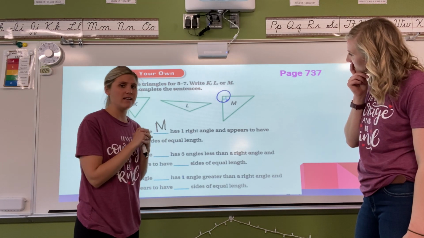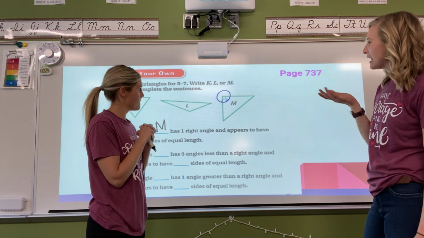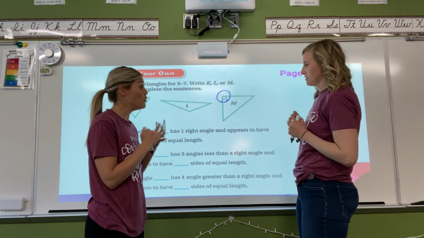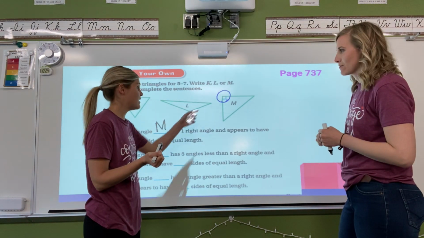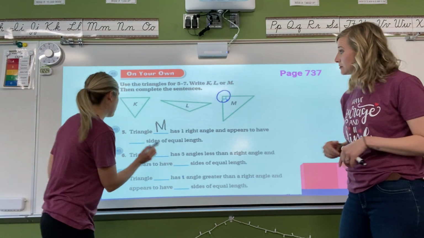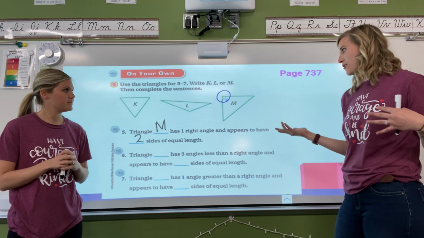How many sides are of equal length? When I'm looking at it, it looks like these 2 sides would be of equal length. Yeah, and if you were to measure them out, you would see that those 2 sides are equal length, where this one's a little bit longer. So I would say 2 sides of equal length. Awesome. Let's go to number 6.